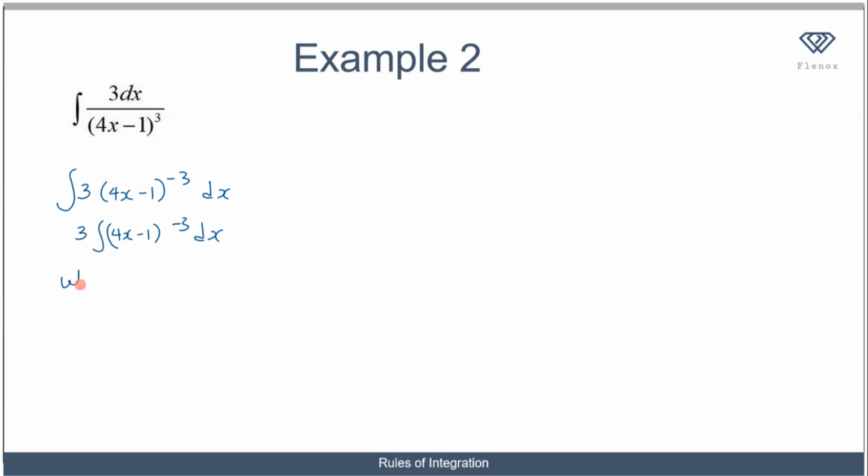So I can now apply my substitution. Again, I'll say let u be equal to what is in the bracket. So u becomes what? 4x minus 1. So now I try to find the dx in terms of u. So my du over dx will be equal to what?